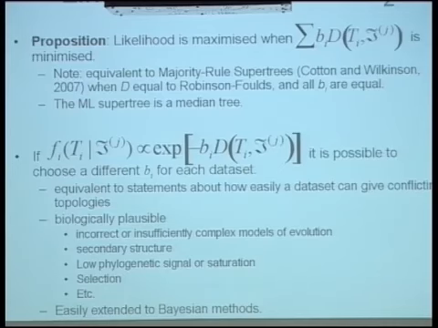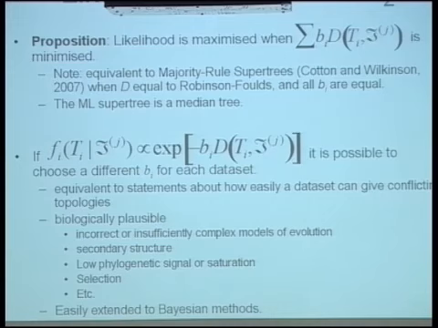Now a note here, and I know Mark Wilkinson will be talking about this a little bit later. This function, in fact, is exactly the same as the one derived by Cotton and Wilkinson in Systematic Biology this year, when the distance is equal to Robinson-Foulds and all the Bi's are equal. The Bi's then just fall out as a constant. And also the ML supertree, in this case, technical thing, is a median tree.